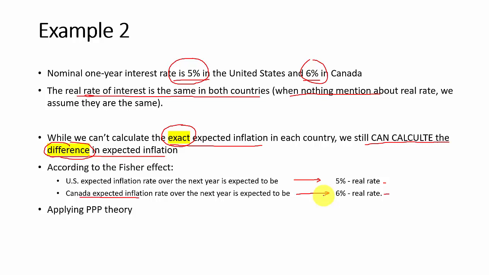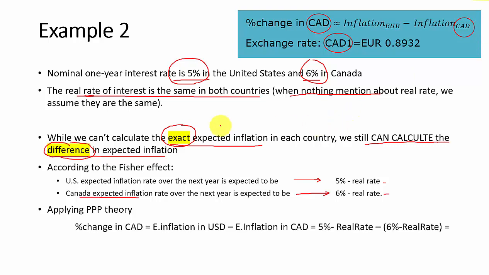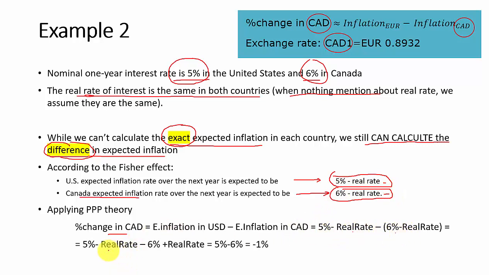Apply the purchasing power parity, okay? Change in Canadian dollar equal to expected inflation in the US minus expected inflation in Canada. You plug it in here. You open the parentheses and you will see that, okay, real rate is gone, and therefore percentage change in Canadian dollar is what? Negative 1%. Canadian dollar should drop by 1%.